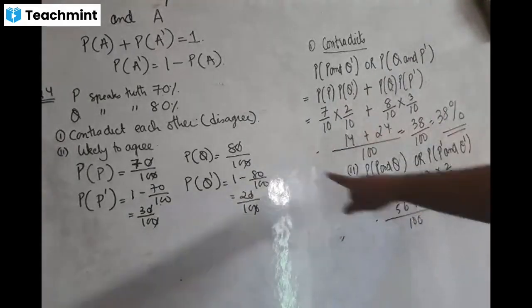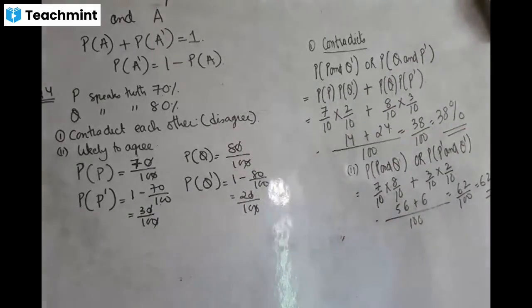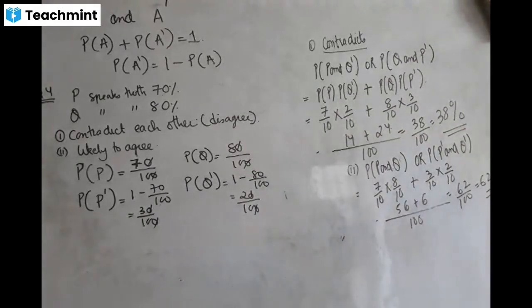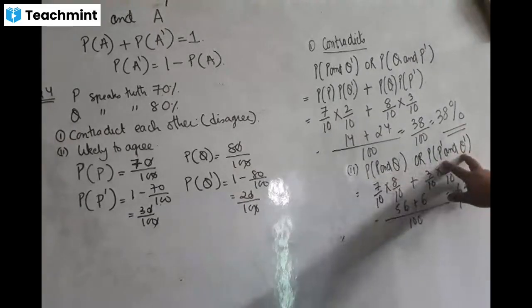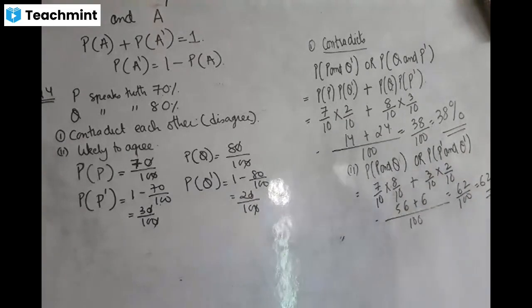Now the second one is likely to agree. Likely to agree means both will say the same thing. That means both will speak the truth, or both are going to lie. So P and Q, or P dash and Q dash. Is that clear, everyone?